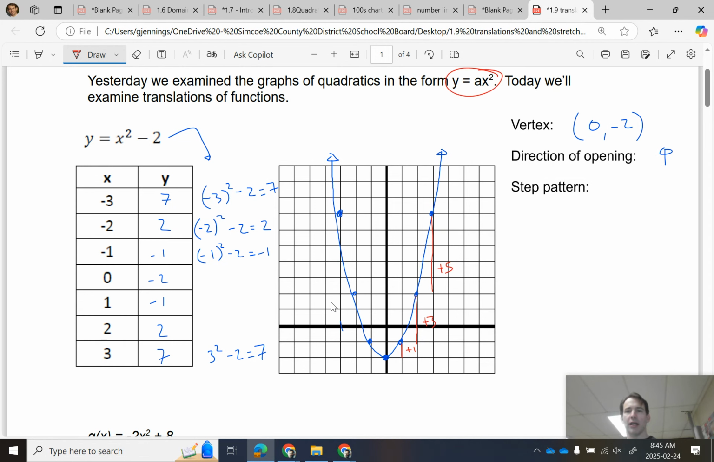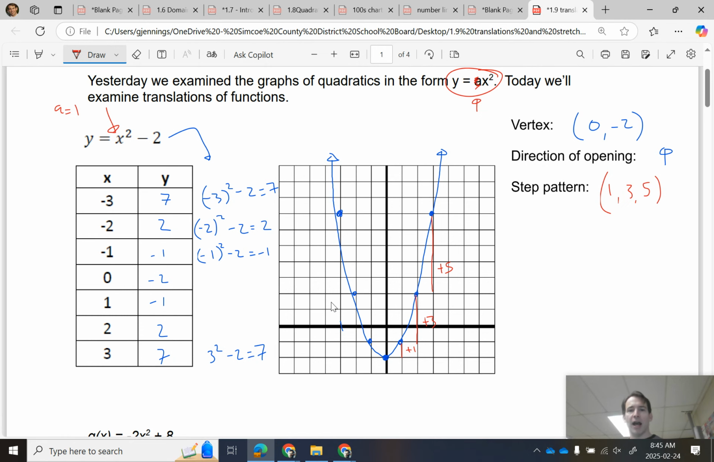It was just like Friday when we looked at y equals ax squared. This one just doesn't have an a. Its step pattern was also 1, 3, 5. So the step pattern hasn't changed because here the a value is 1. So it's the same. It's just an x squared type parabola.